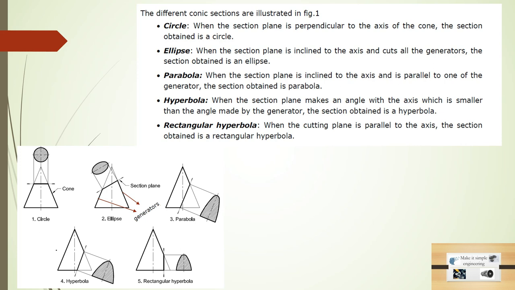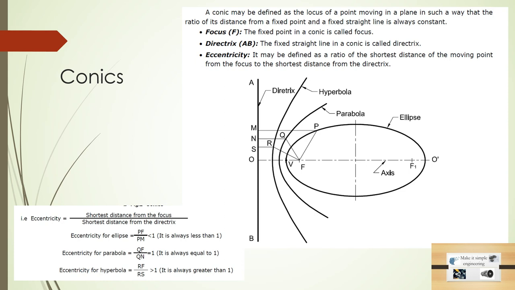Now you can also define the conics in another way: as the locus of points, or collection of points, moving in a two-dimensional plane in such a way that the ratio of its distance from a fixed point and a fixed straight line is always a constant. For understanding this concept, you need to know about the focus, directrix, eccentricity, vertex, and the minor and major axis.